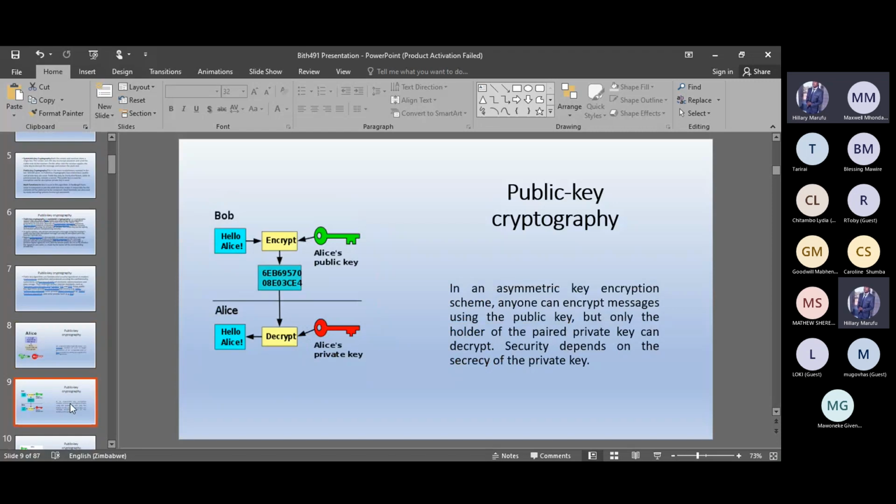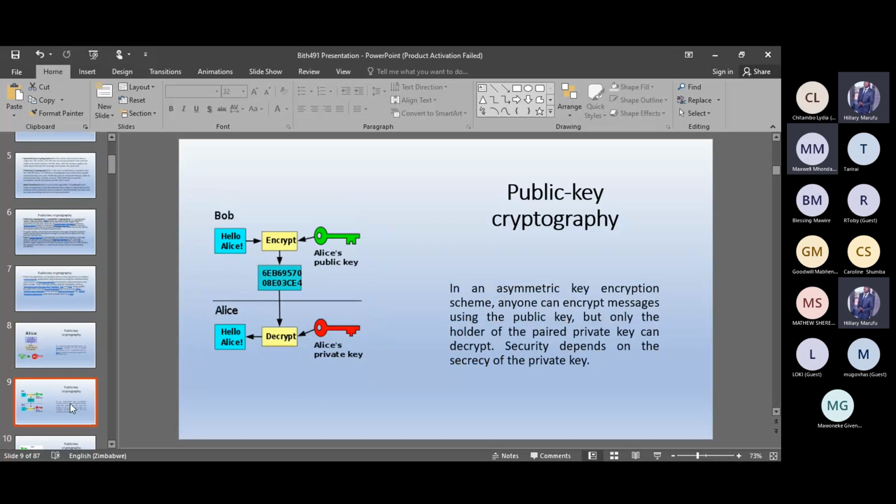So Alice, in an asymmetric encryption scheme, anyone can encrypt messages using the public key, but only the holder of the paired private key can decrypt. So we are encrypting using someone's what? It's a public key, is it?